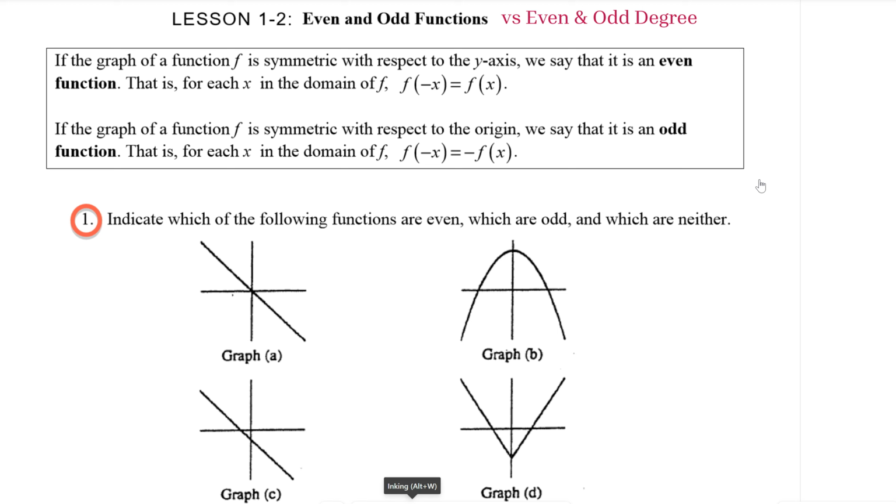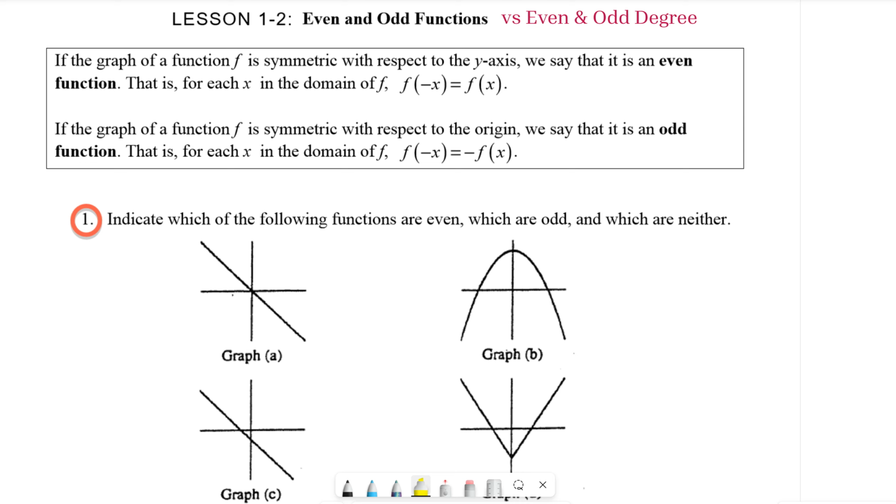That is, for every x in the domain of f, f of negative x is equal to negative f of x. And I realized that I did not read the part for the even, the algebraic part. So for every x in the domain of f, f of negative x is equal to f of x. So exactly what does all of this mean?